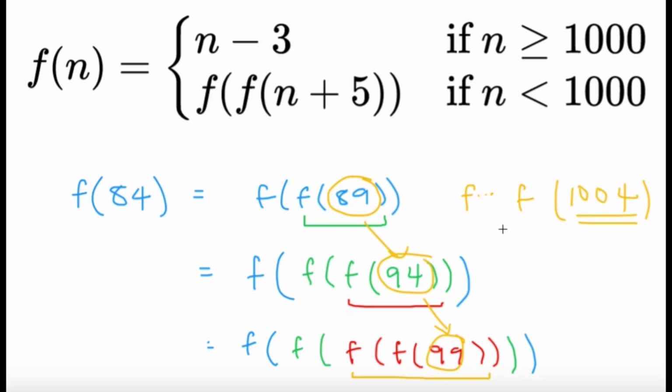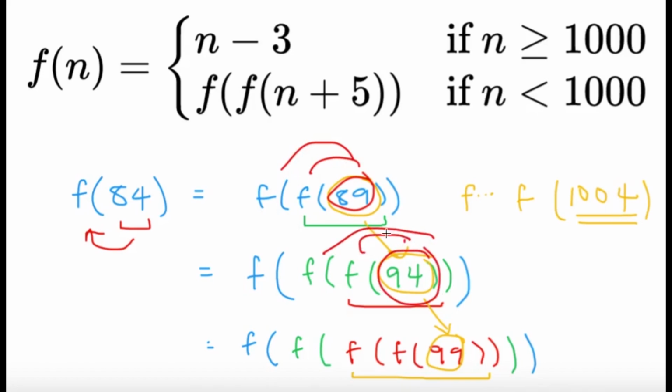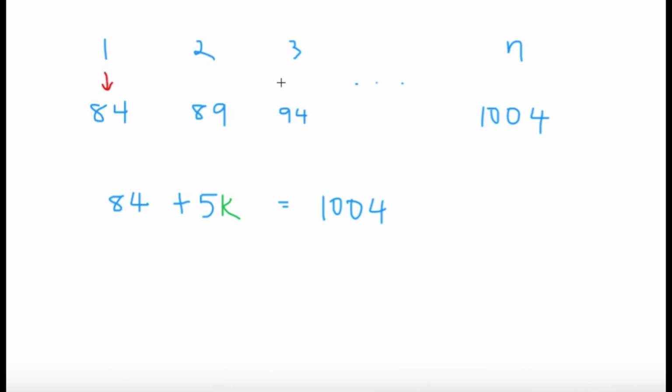To find this, we have to build a formula, an algorithm for us to check. We can assign that for 84 there's 1 f, for 89 there's 2 f's, for 94 there's 3 f's, and so on. We can build the sequence. So 1 f is 84, 2 f's is 89, 3 f's is 94, and this pattern is going to continue, so let's assign n f's to 1004. Luckily for us, the sequence of numbers below is an arithmetic sequence with difference 5. So we can talk about, from 84, the first term, how many times we add 5.